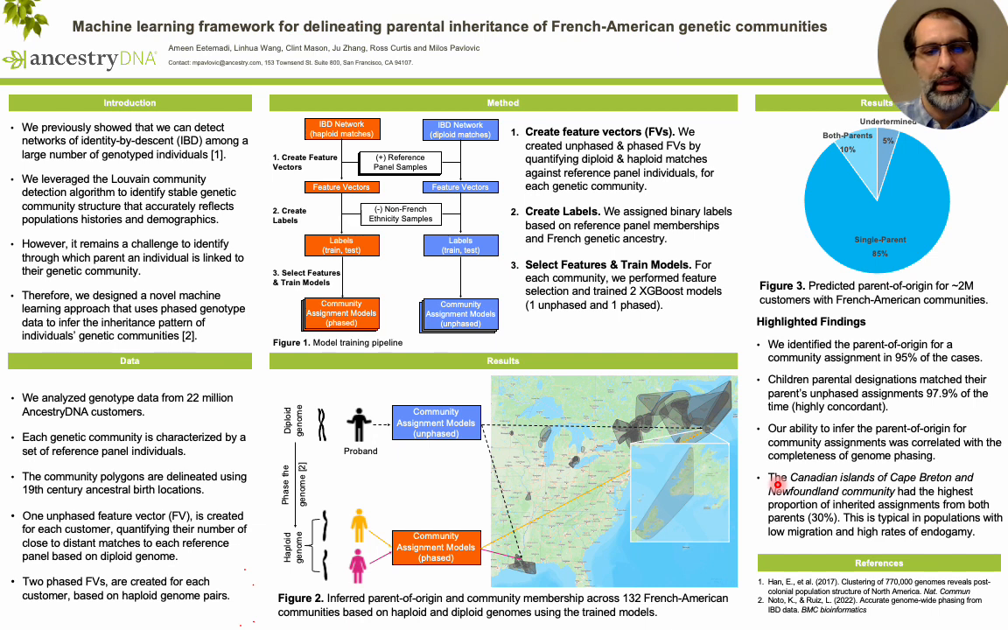Here's an interesting community, which is the Canadian islands of Cape Breton and Newfoundland community, which had the highest proportion of inherited assignments from both parents. This is highlighted here on the map. This is typical in island populations with low migration and high rates of endogamy.